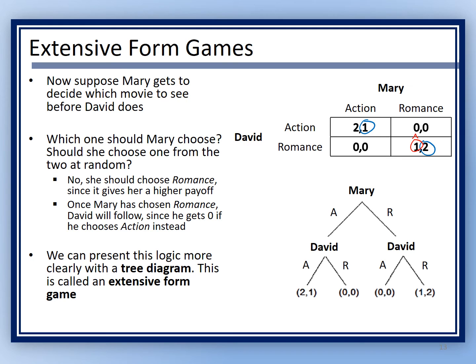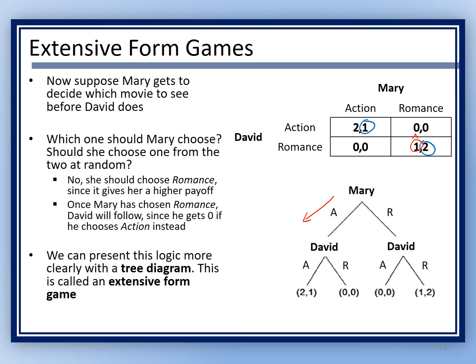In some sense, this is like quantum mechanics. The David in the world in which Mary has chosen the action movie is not the same David as in the world where Mary has chosen the romance movie. So there are two Davids. With this diagram, it's very clear what would happen when Mary chooses each action.